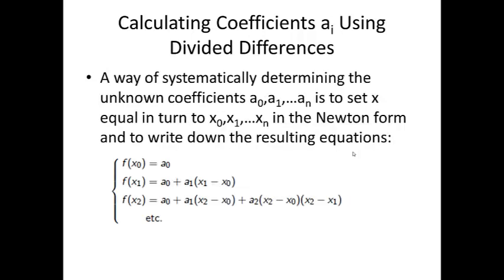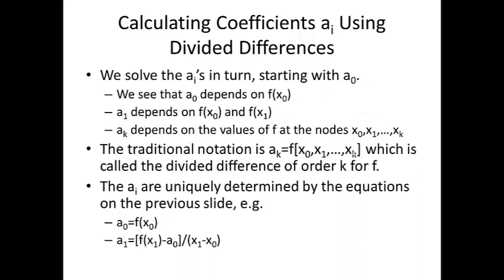So a way of systematically determining the unknown coefficients a_0, a_1, ..., a_n is to set x equal in turn to x_0, x_1, ..., x_n in the Newton form and to write down the resulting equations. And here they are. Note that we can write this in a much more compact form, such as one found on page 161 of the text, although a lot of times it's useful to have the expanded form. And then we can solve for the a_i's in turn, starting with a_0.